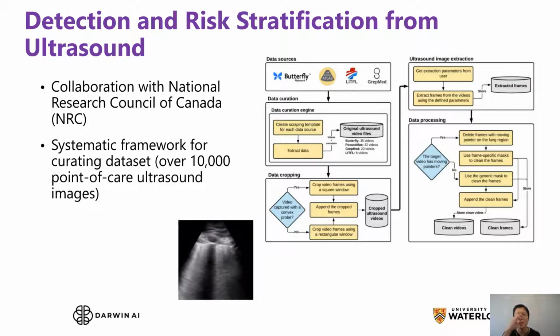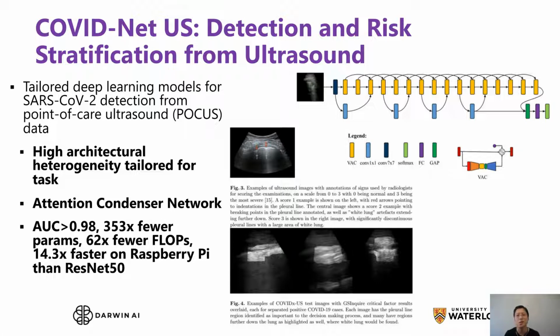Next, we expanded further into the realm of ultrasound. There's been a lot of a recent trend around leveraging point-of-care ultrasound, so POCUS systems, for doing COVID-19 assessments and screening, so for detection as well as risk stratification. So in collaboration with the National Research Council of Canada, NRC, we were able to create a systematic framework for curating data with over 10,000 point-of-care ultrasound images, now also open access, open source, available to the community to leverage in a very clean and systematic manner to further advance their research as well as other clinical tasks.